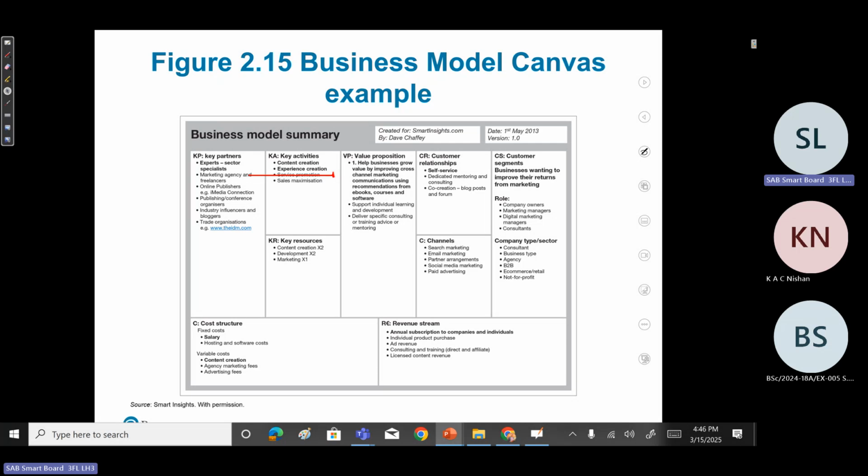Then we have the postgraduate students as well. The MBA, the business school, is also coming under that. So those are the customer segments.